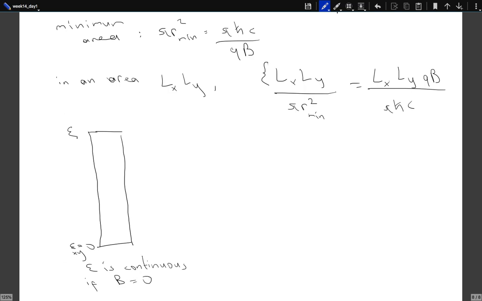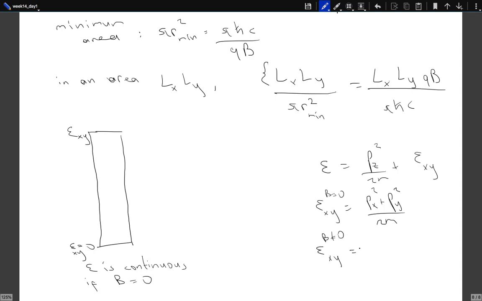Let's say epsilon xy. I'm writing the total energy of my system as pz squared over 2m plus epsilon xy. And this epsilon xy, in the case of B equal to 0, is px squared plus py squared over 2m. And in the presence of B, this is e h bar B over mc times j plus 1/2.